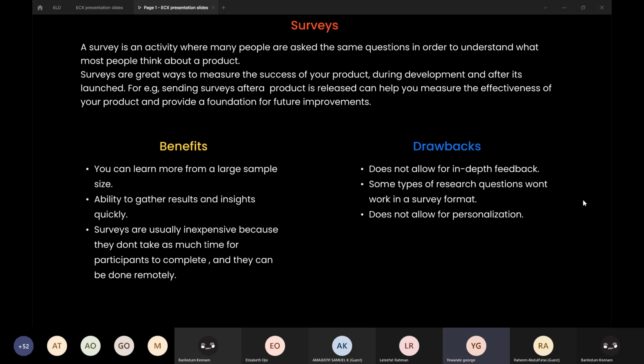So, benefits of surveys: you can learn more from a large sample size. Like I said, interviewing or getting feedback from a very large number of people tends to be more useful and effective as compared to a smaller set of people. Surveys are online, so online surveys allow for a large set of people, a large sample size, and you get different data from these people. Ability to gather results and insights quickly.